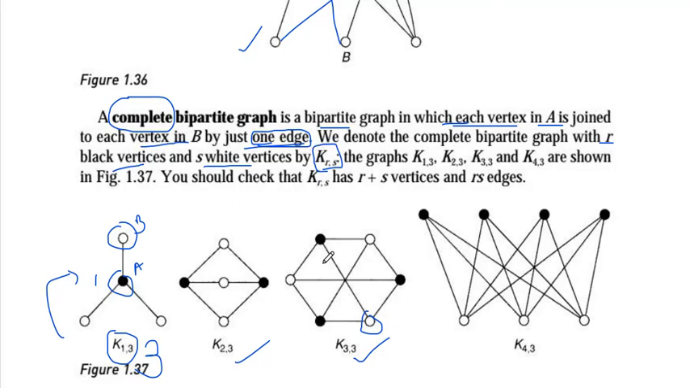It's not necessary that the set of vertices A has to be joined. Each vertex in A has to be connected with the vertices in B. This is K_4,3, with 4 black vertices and 3 white vertices. So it's called a complete bipartite graph.